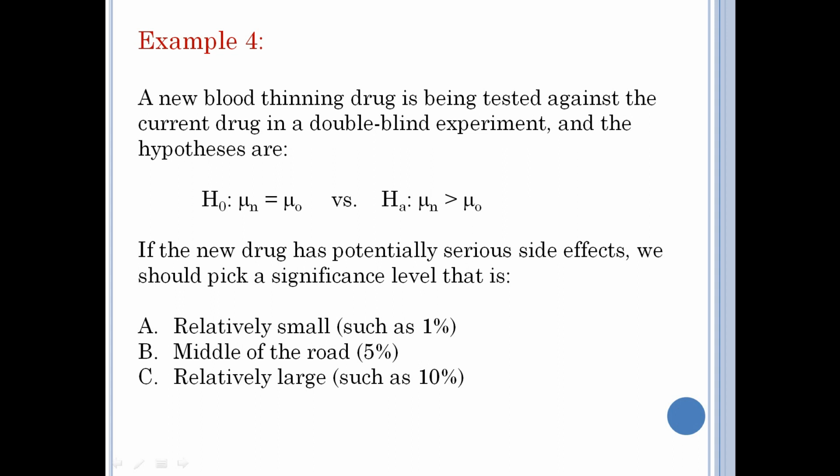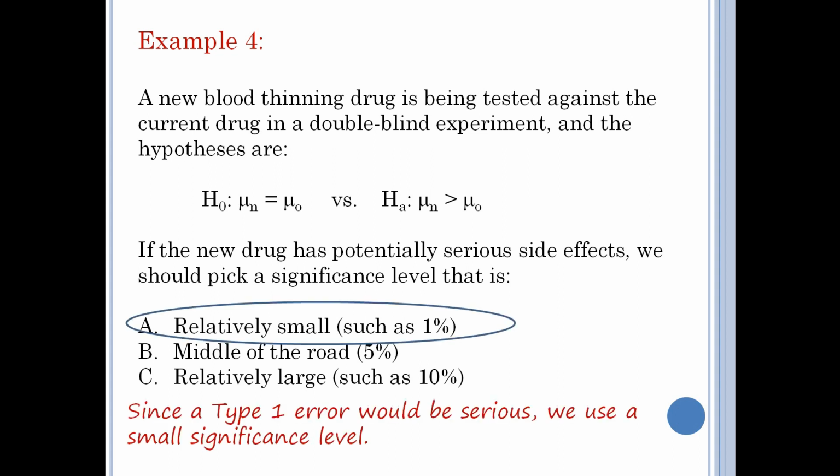This is a drug that is good, however, it has serious side effects. So I really want to use it only on those who need it. I want to avoid the false positive, so I don't use it on those people who don't need it. In this case, to minimize this type, and in this case this would be a type 1 error. To minimize the type 1 error, I would use a small alpha. And in this case, alpha would be 1%.